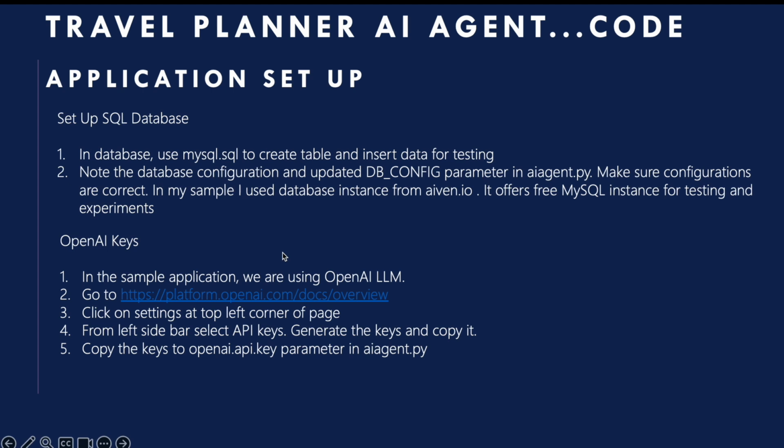Now another thing, we are using an LLM here. We are using OpenAI, so you have to create the keys in OpenAI and use them in the AI agent.py. So in the same sample application, we are using the OpenAI LLM. You have to go to platform.openai.com, and then you have to click on the settings at the top left corner of the page. From the left bar, select API keys, generate the keys, and copy the keys to the OpenAI.key parameter in agent.py. So this is what you have to do. Now next we'll run the application and see how it is working.